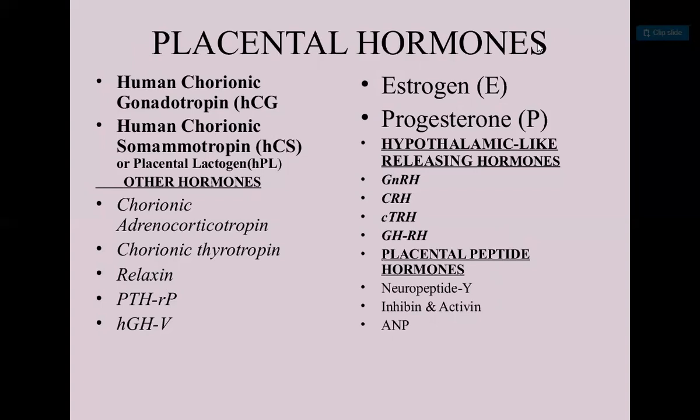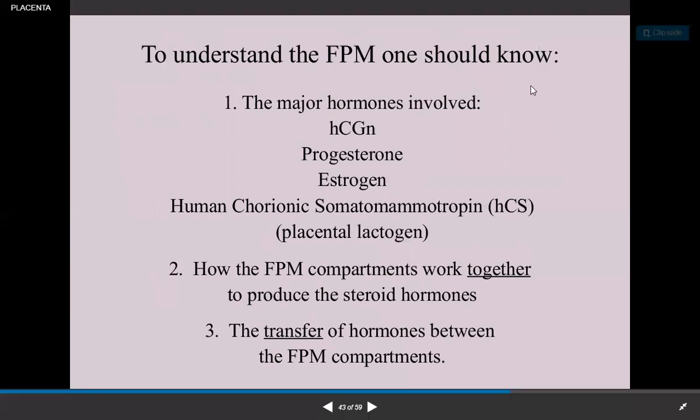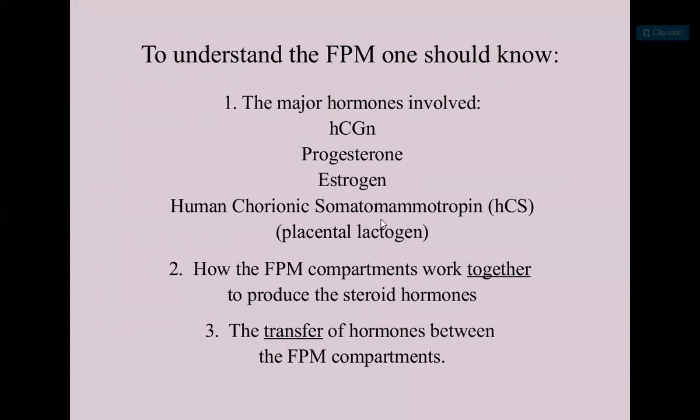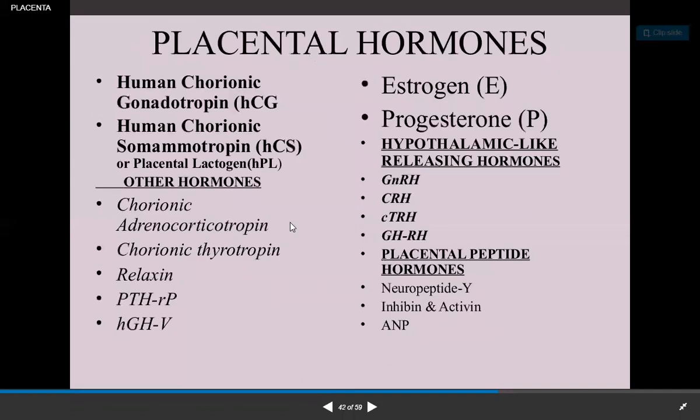And other hypothalamic-like releasing hormones, that is GnRH, CRH, TRH, GHRH. Then placental peptide hormones, that is neuropeptide Y, inhibin and activin A and B. To understand this, one should know that the major hormones involved are HCG, progesterone and estrogen, and human chorionic somatomammotropin, that is placental lactogen, HPL. Then how the fetoplacental maternal compartments work together to produce the steroid hormones, and the transfer of hormones between the compartments, that is fetal and placental.